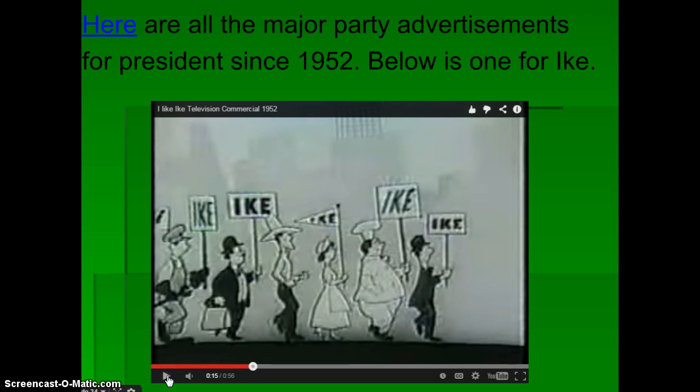And so we're going to go through some, but believe it or not, that's a presidential campaign, and it looks like something you guys could do 10 times better with the equipment that you now have. But look at the date, that's 11 years before I was born, 1952.